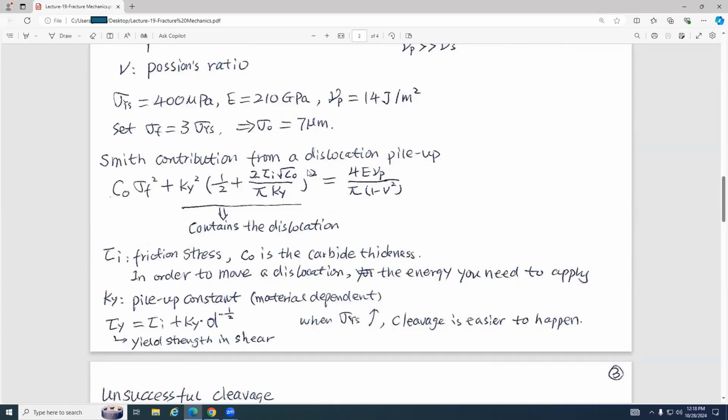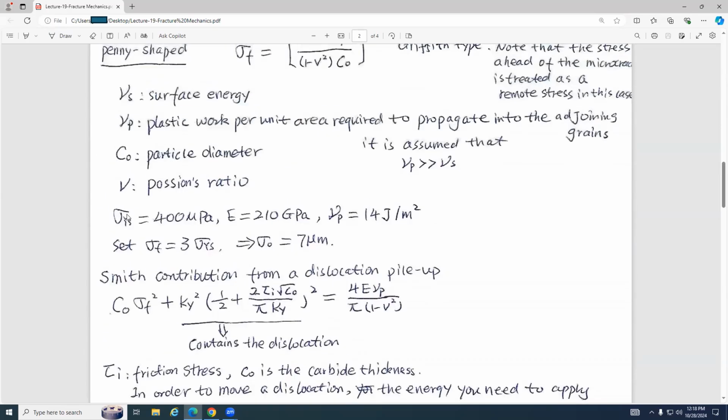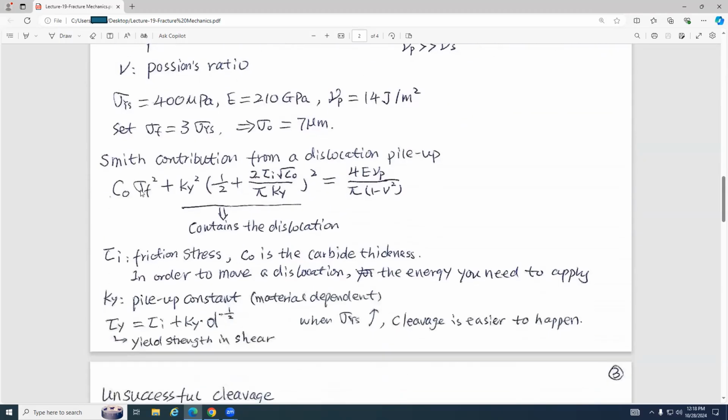You know dislocation, right? The pile up, and they use this equation. You can see C0 is still the particle diameter, and sigma f is the failure stress. ky here is a pile up constant, and this is material dependent. If you have a material, you can just check the literature and get this pile up constant.